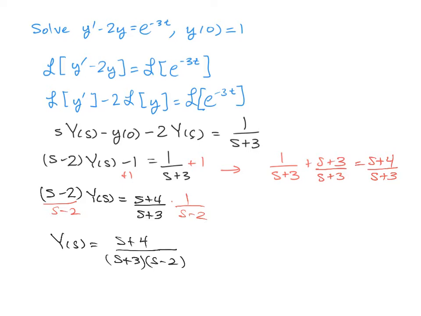So when we do this, we're going to go through and use partial fraction decomposition. So we write this as A over top of s plus 3 and B over top of s minus 2. All right, so now let's go ahead and pause the video there, and we'll pick this up with the partial fraction decomposition and the rest of the solution.